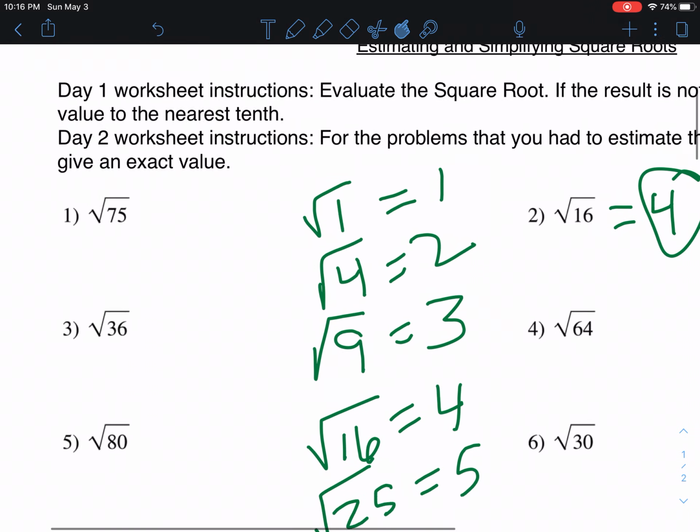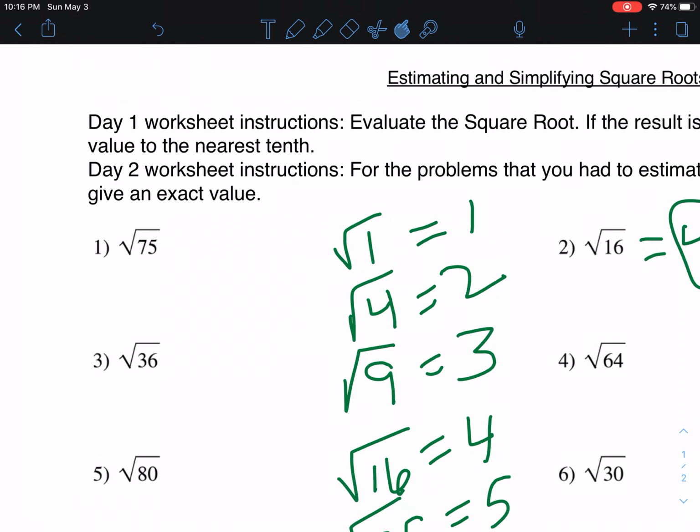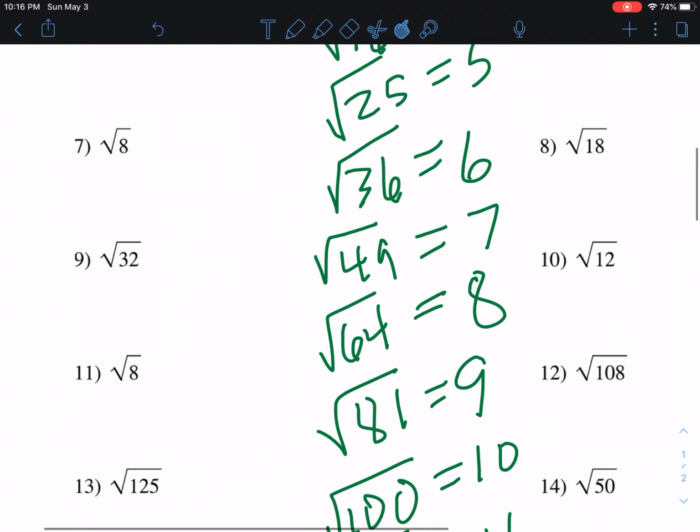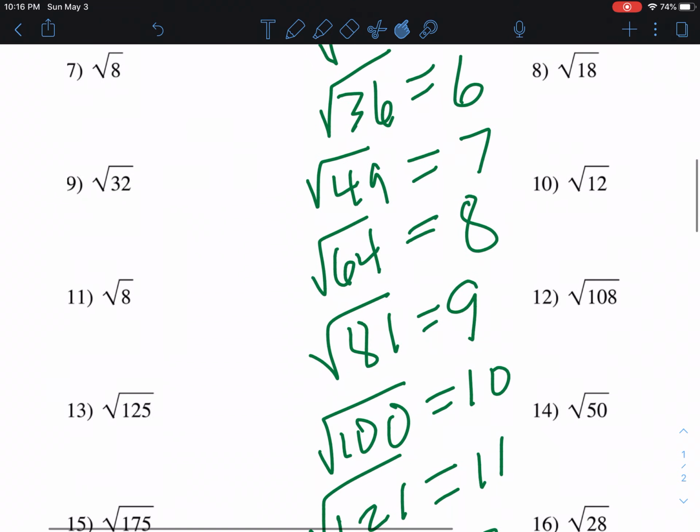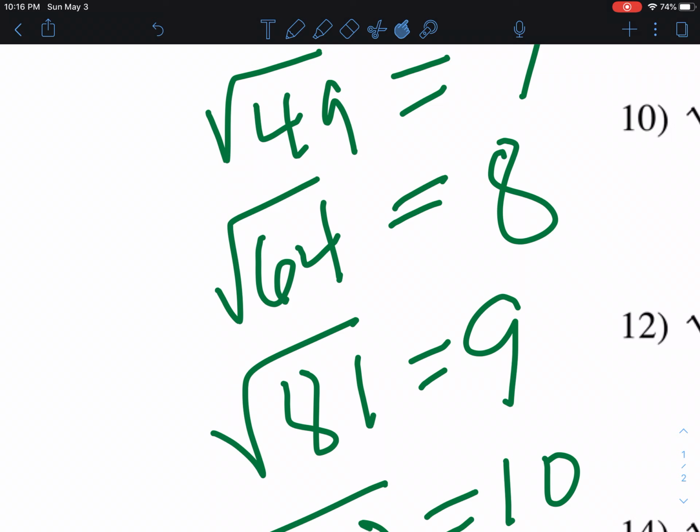So first thing you want to do when you look at the square root of 75 is see where this would fall on this list. So if you look here, you see that you've got the square root of 64 and the square root of 81. So the square root of 75 is somewhere in between that.